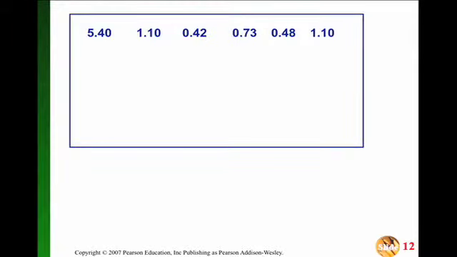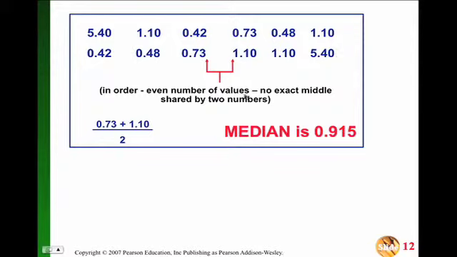So we've got 6 values. We arrange them in ascending order from lowest to highest. Take those two middle values, divide by 2, the median's 0.915. Notice the median didn't care. The median wasn't affected by how big the highest number was or how low the lowest number was. It's only interested that 3 were below it and 3 were above it.